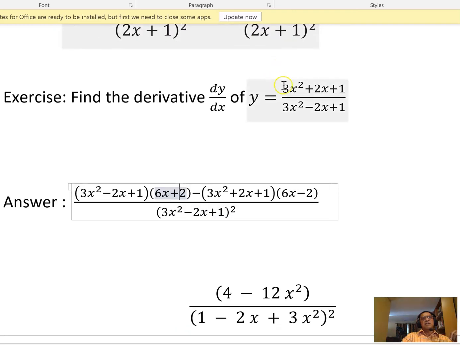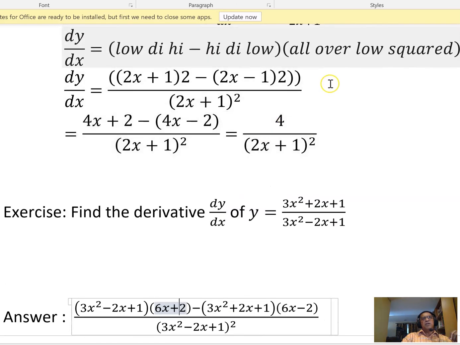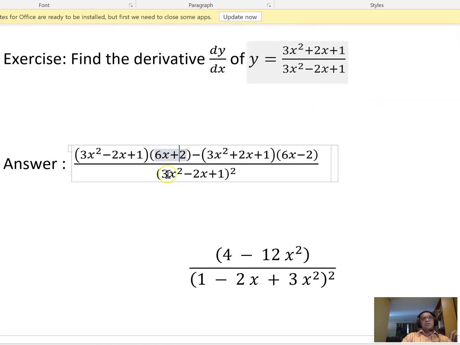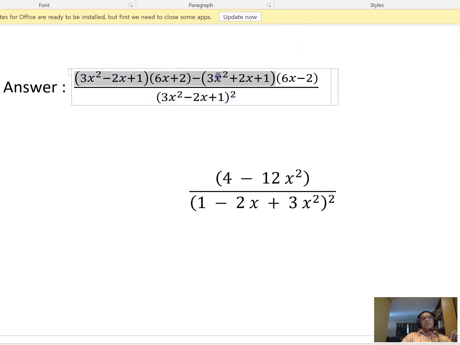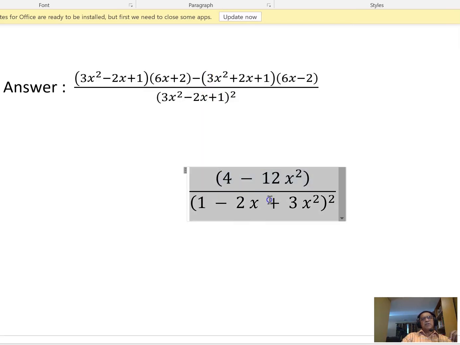minus high d low, which is 3x squared plus 2x plus 1 is high. D low is 6x minus 2, and divided by all over low squared, so 3x squared minus 2x plus 1 squared, which is low squared. And if you FOIL this, that's not the end of it. Even though the differentiation is over, you need to do algebra and FOIL this. If you do a careful FOILing, you should end up with this final answer.